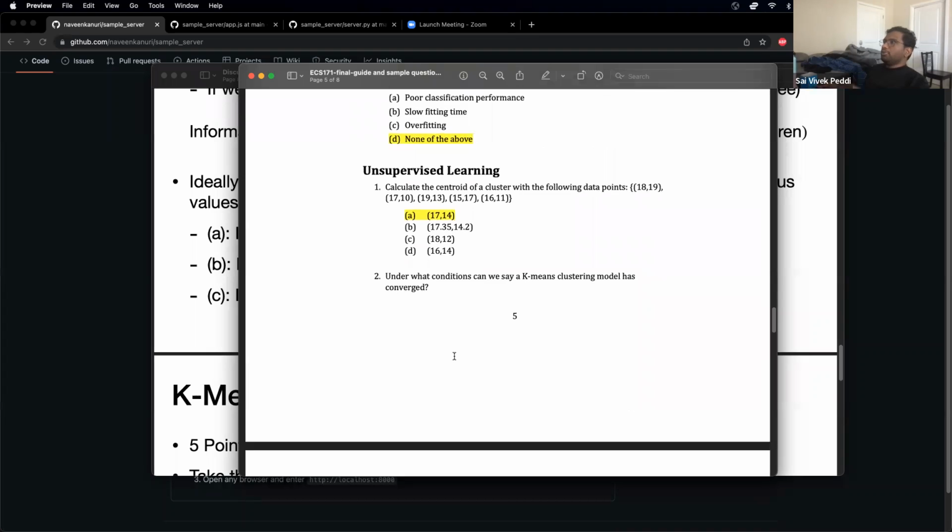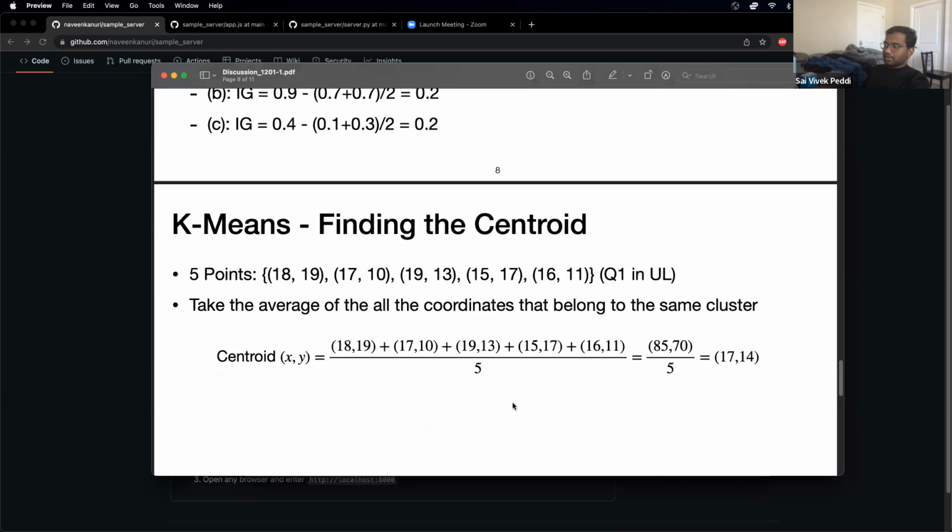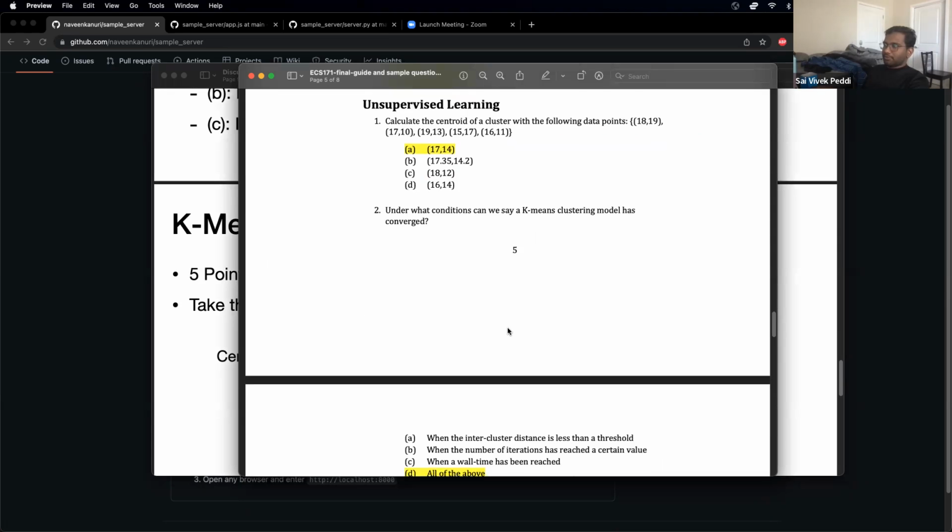Now we'll move on to unsupervised learning. Before moving on, does anyone have any questions? Okay, then I will move forward. Calculate the centroid of the cluster with the following data points. It's a pretty straightforward question. Just sum the xi values and yi values and divide by the total number of data samples. You'll get the centroid. I think that's what happened here: 17 by 14.